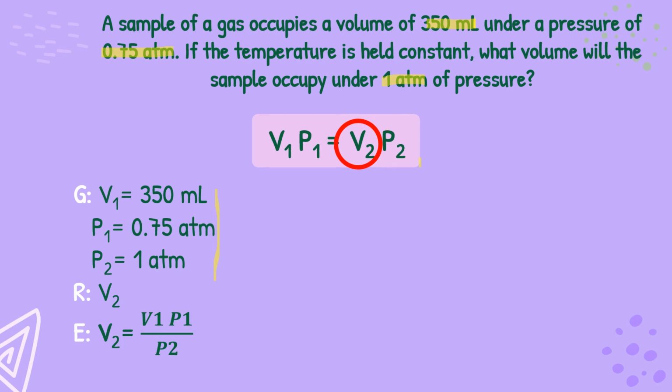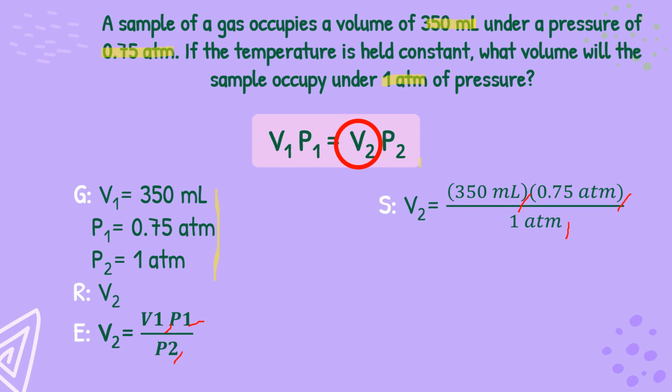So all you have to do is to put the quantities in this equation. So we have 350 milliliter for the initial volume and 0.75 atm for the initial pressure and 1 atm for the final pressure. So first you need to multiply, or get the product of, the initial volume and pressure. So you need to multiply 350 ml by 0.75 atm and we will get this one.